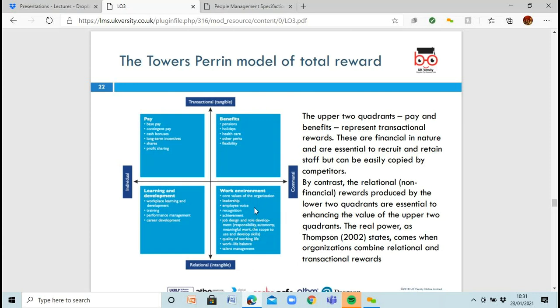So this is where your organization is combining relational and transactional rewards. So you've got transactional and relational at the bottom here, then individual and communal over here, and then these four quadrants are telling you the benefits of each.